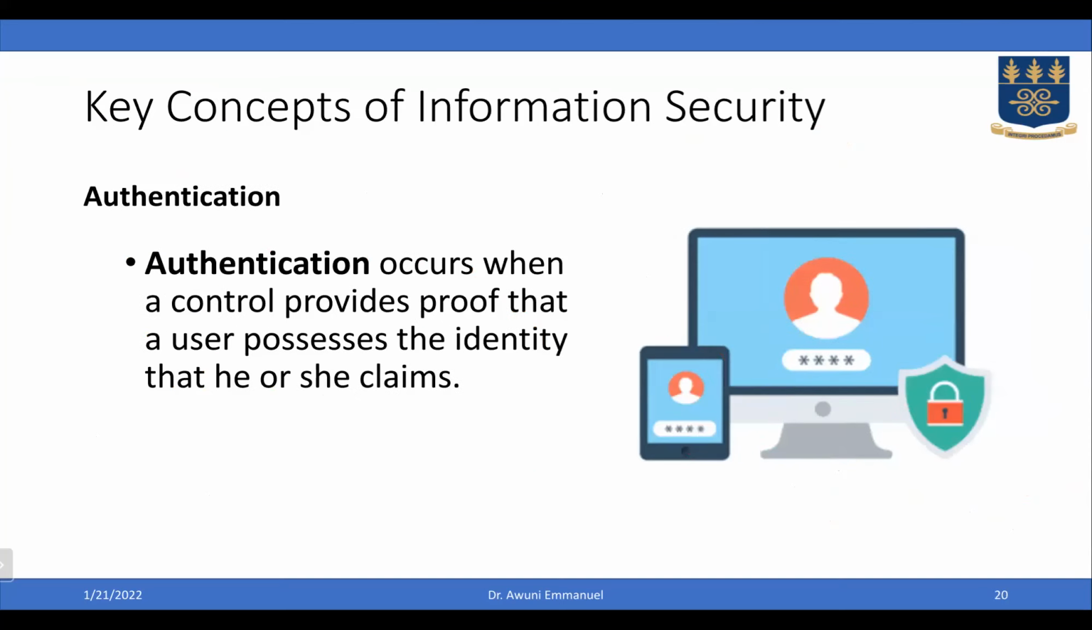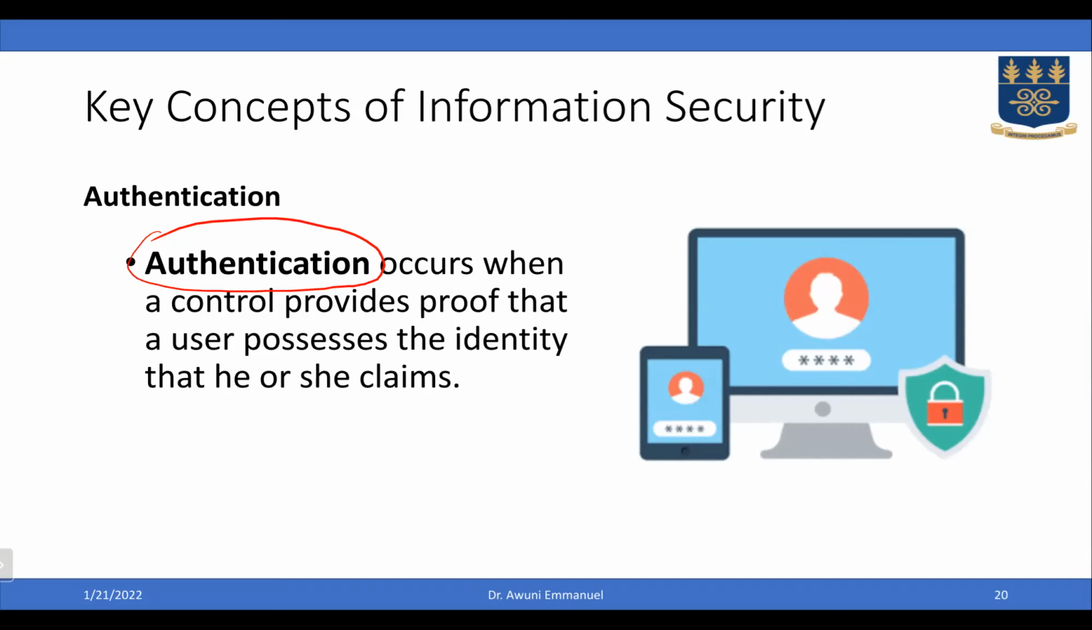After that, once you access the system, we have authentication. The system has to authenticate to make sure that it is really you, Abigail, it is really you, Ruben, who is using the system, because your credentials are already populated in the database. So it compares what is in the database to ensure it's really you before it gives you the authorization to use the system. Authentication occurs when a control provides proof that a user possesses the identity that he or she claims.